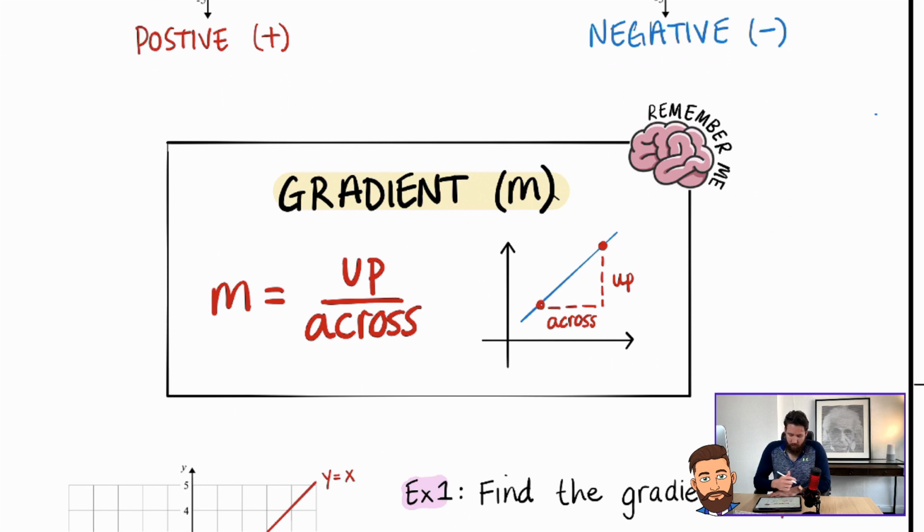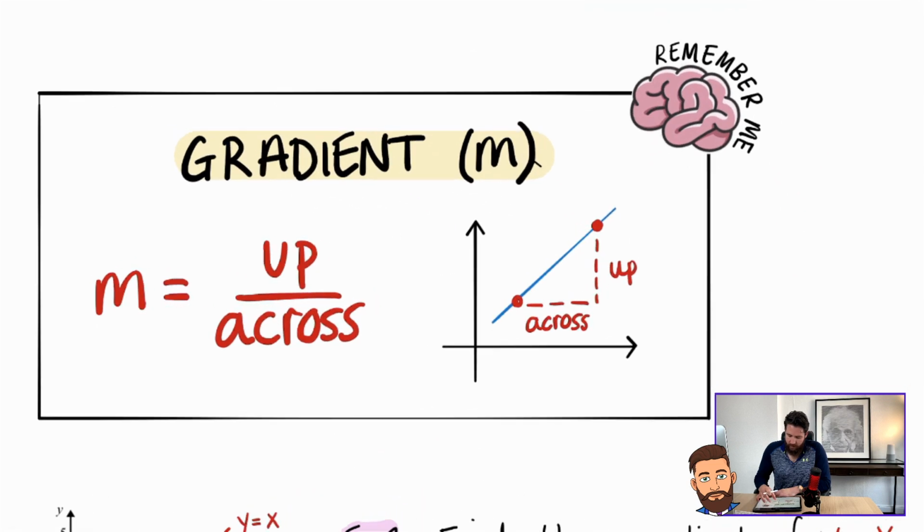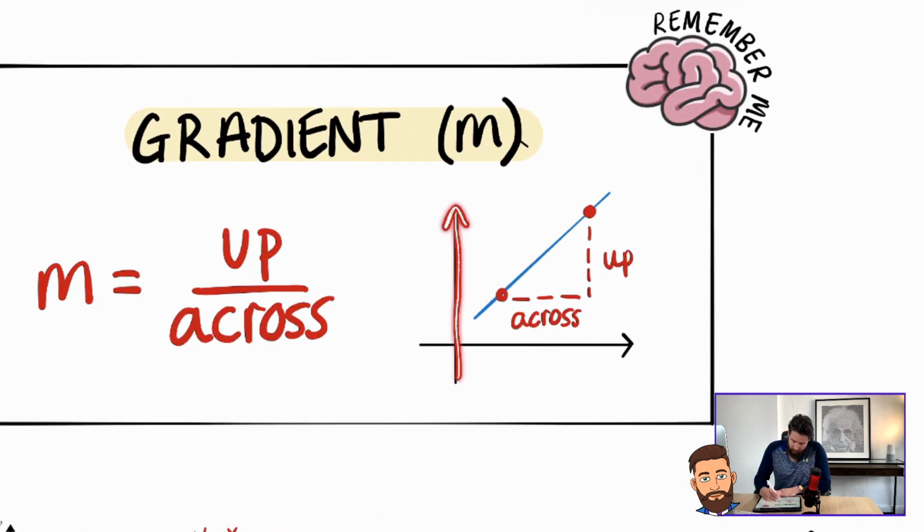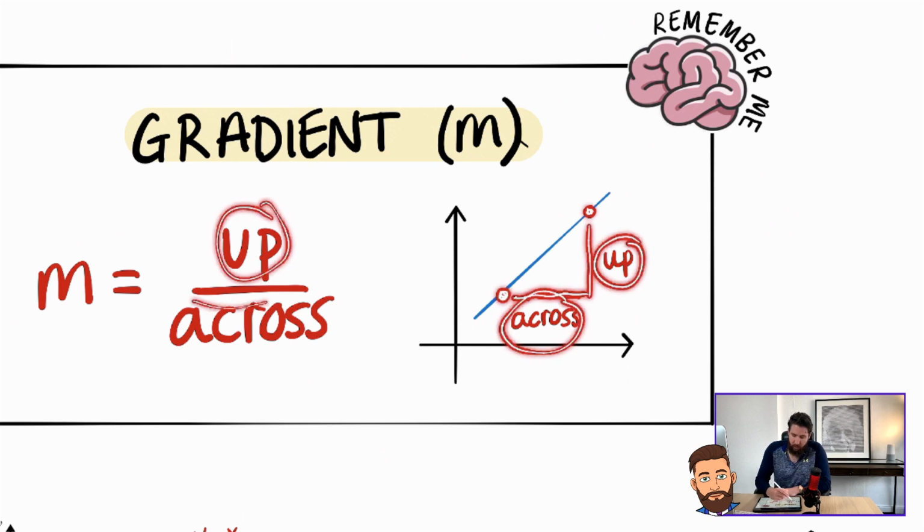And what is m? Well, the gradient, m, equals up divided by across. That is what you need to remember. That is our formula to find the gradient from a graph. As you've seen here, I can show that with a little diagram where if we've got a straight line, so this blue line here, if I've got 2 points on that line, if I work out how much across it is and how much up it is to get from one point to another, I can then use that in my formula, up divided by across, to get a number value for our gradient.